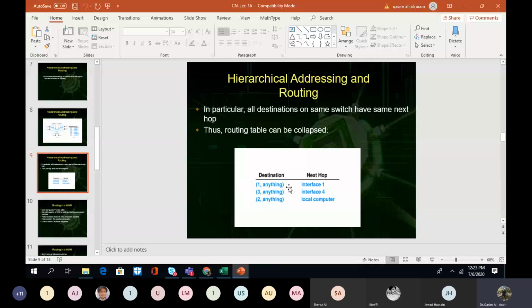Now, in particular, all destinations on the same switch have the same next hop. Thus, the routing table can be collapsed.